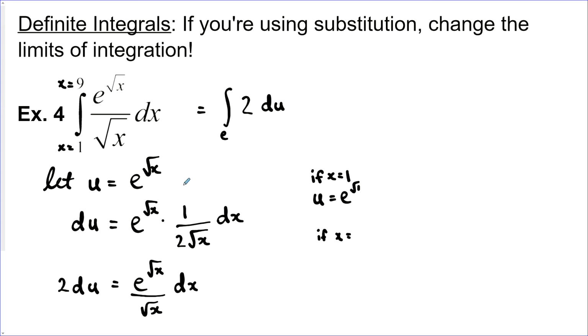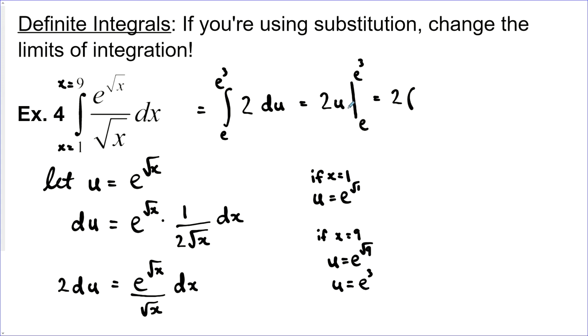And if x equals the upper bound of 9, then we'd have u is equal to e to the root 9, and that would give me u is equal to e cubed. So that's my new upper bound. And now I can do this definite integral. So the antiderivative of 2 is 2u, and we need to evaluate it from e to e cubed. So that will be 2e cubed minus 2e.